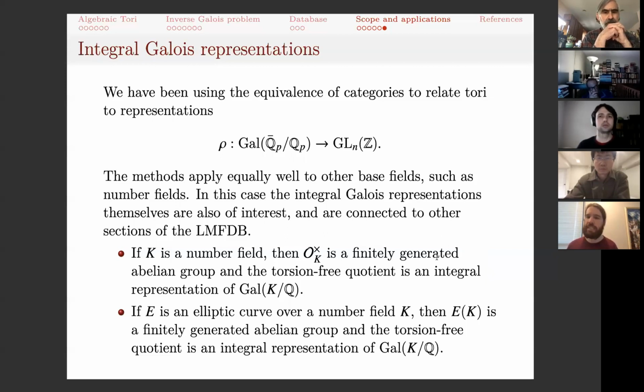So here are some examples of places where you would get integral Galois representations. If you have a number field, then O_K cross is a finitely generated abelian group. And the torsion-free quotient will then give you an integral Galois representation of the Galois group of K over Q. And so thinking about this kind of database as being able to provide information about those representations is another possible application. If you have an elliptic curve over a number field, then E(K) is a finitely generated abelian group. And again, the torsion-free quotient will give you an integral Galois representation.